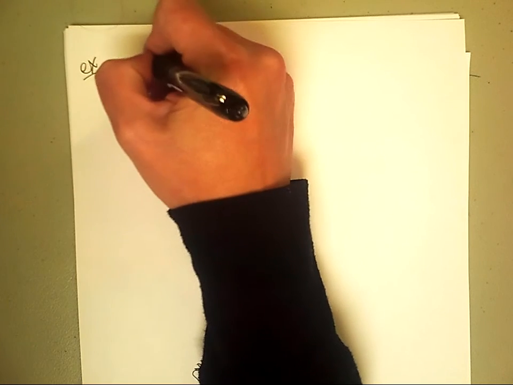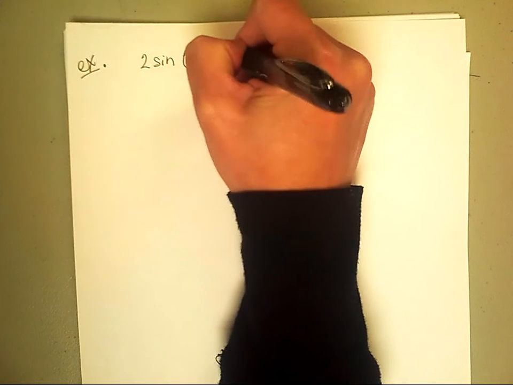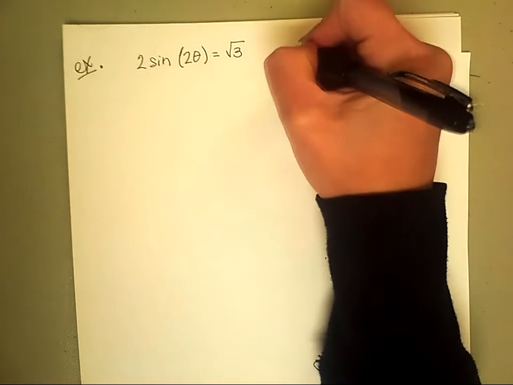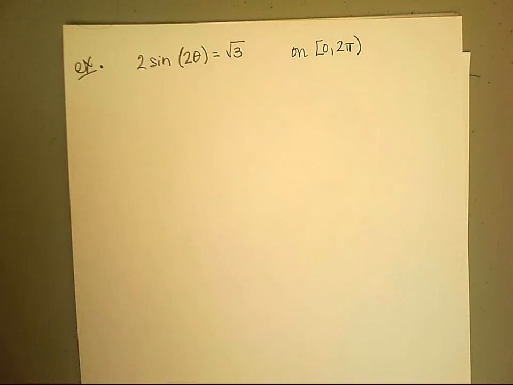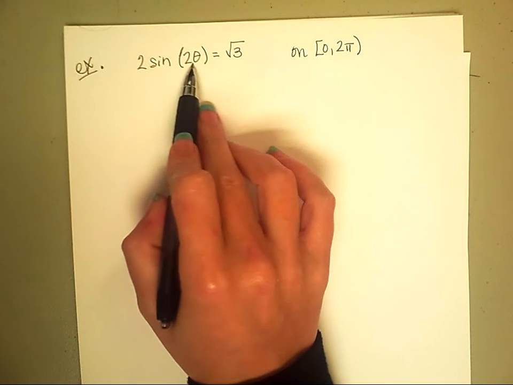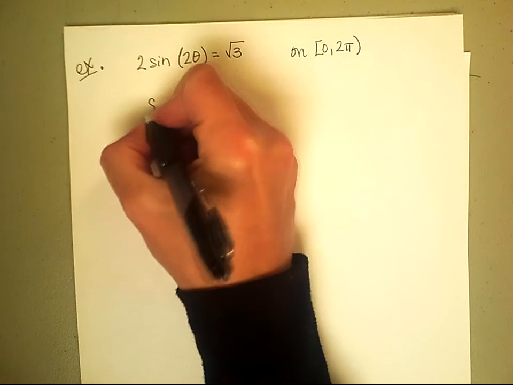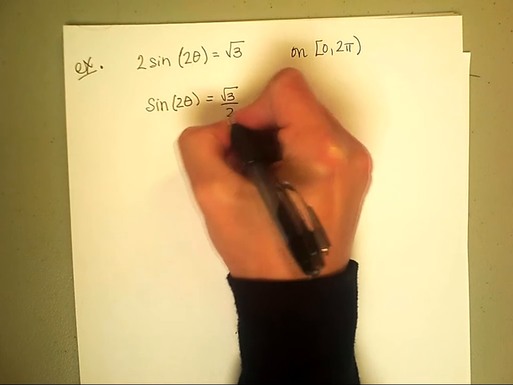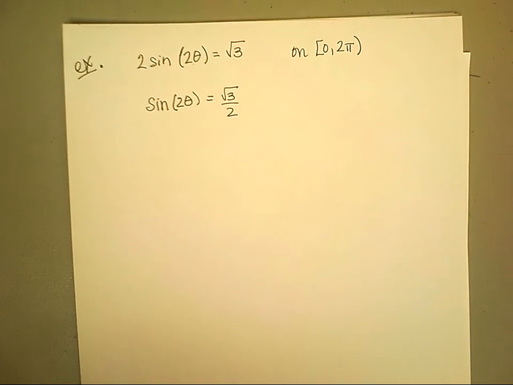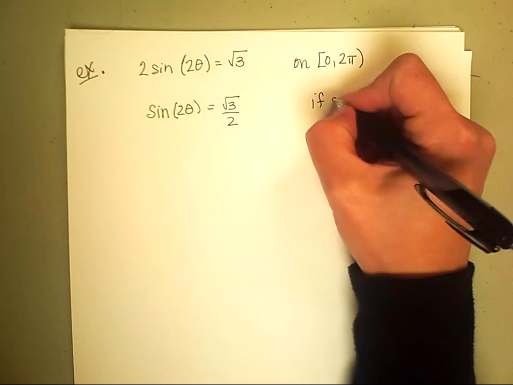Now, we can also solve things graphically. Like if we had 2 times the sine of 2 theta is equal to the square root of 3. Let's do this on 0 to 2 pi. So again, we're going to get this multiple angle, so we're going to get a lot more that we have to deal with. We want to isolate the sine. So it's the sine of 2 theta is equal to square root of 3 over 2.